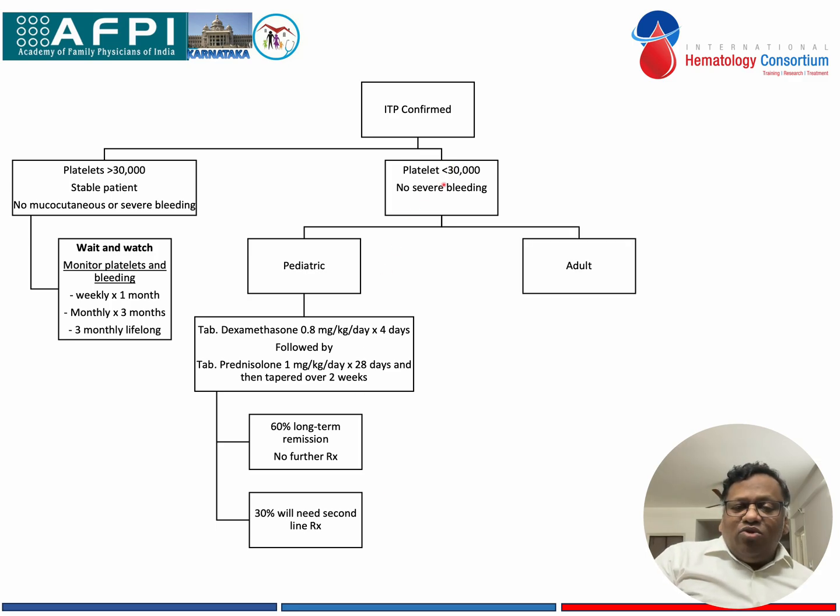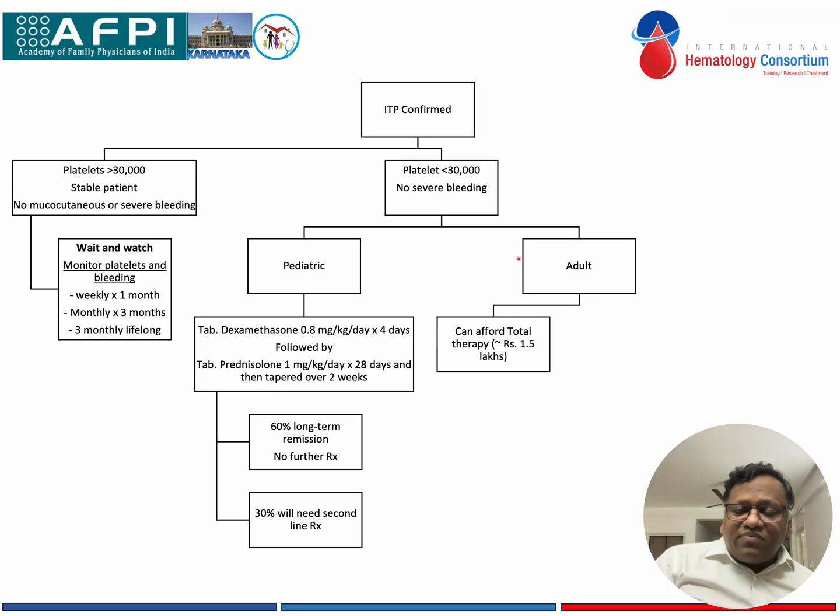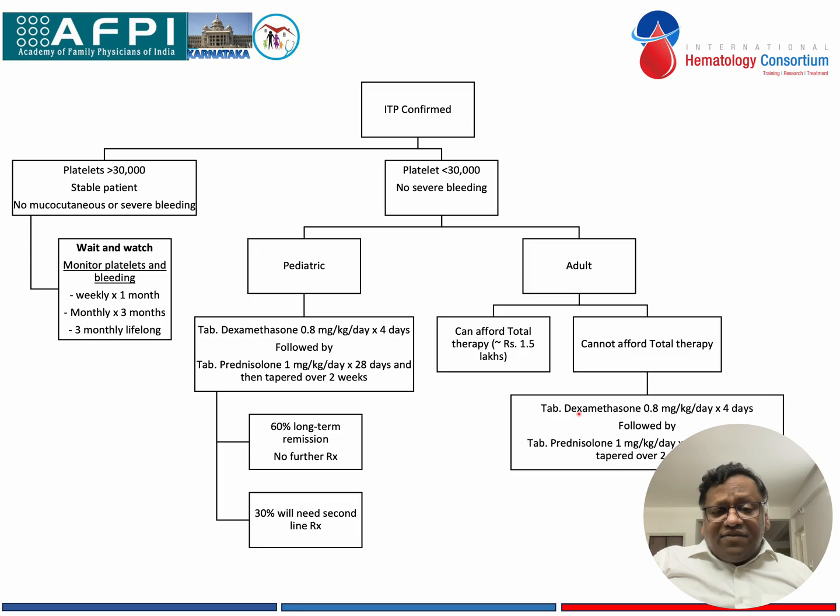What about adults? Low platelets, no severe bleeding. Adults, sure. Here we check affordability. If the patients can afford, we offer total therapy, because most of the patients respond, right? You don't have to worry. You give Dexa, Eltrombopag, and rituximab, and if they can't afford, give something similar to what we give to children, right? Now here we prefer total therapy because most of the adults will go to chronic. Most of the adults are not going to have spontaneous reversal. Okay, they will go to chronic, so might as well give them total therapy.